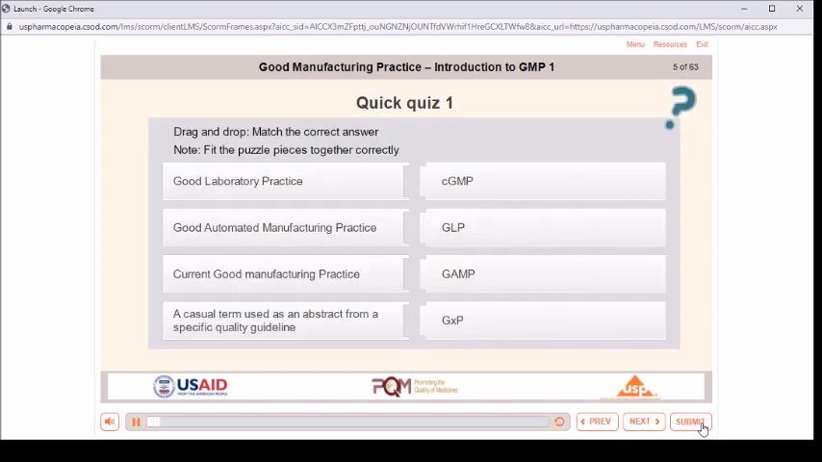Quick Quiz 1. Drag and drop. Match the correct answer. Note, fit the puzzle pieces together correctly.